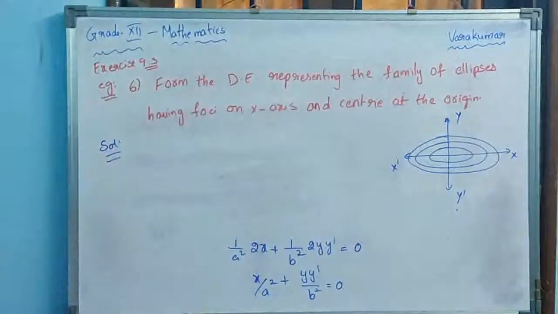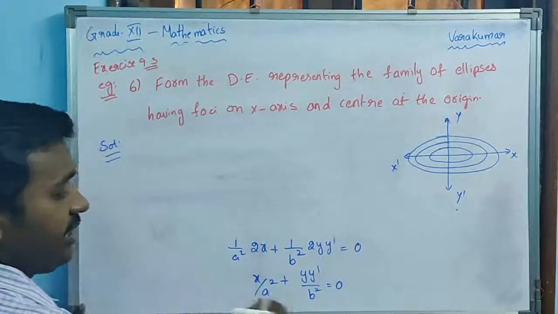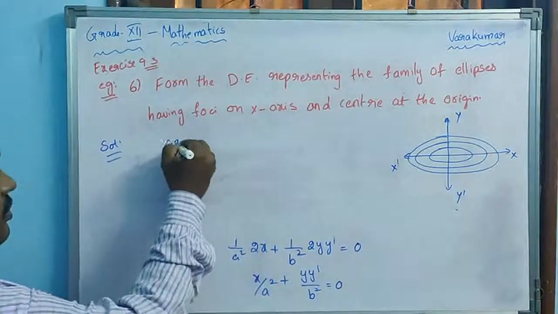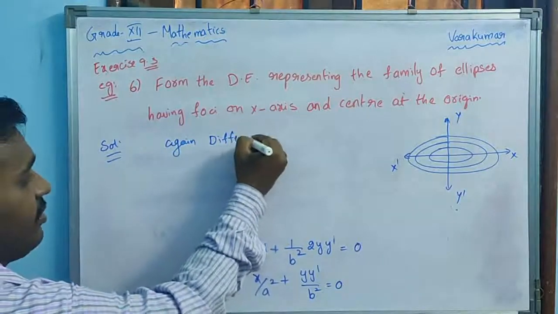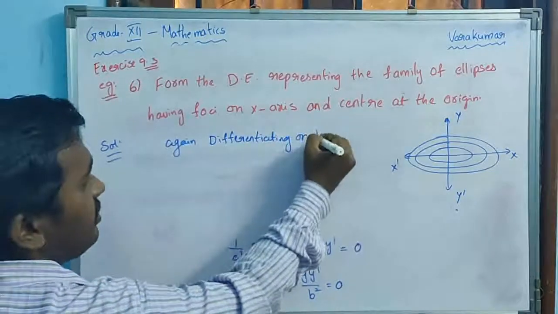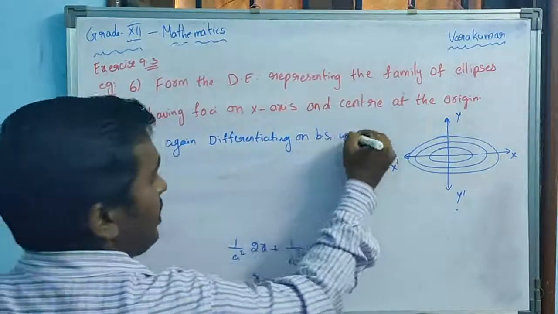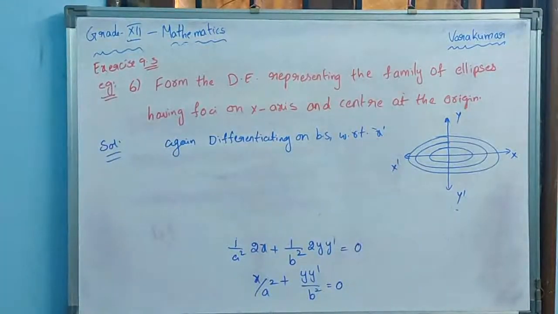I said actually there are two arbitrary constants, so we have to do differentiation 2 times. So one time we did. Again we have to do differentiating on both sides with respect to x.